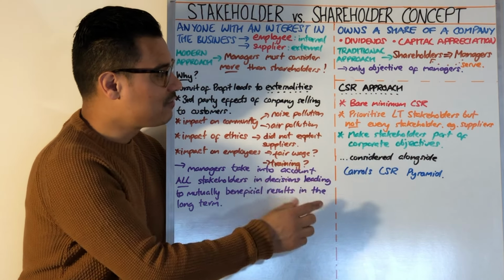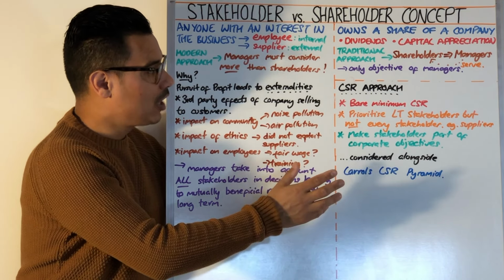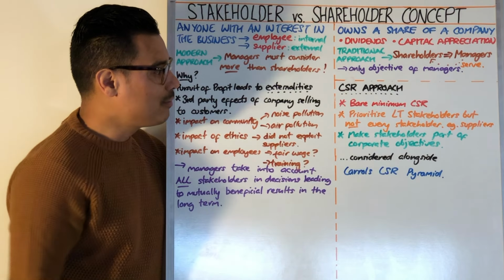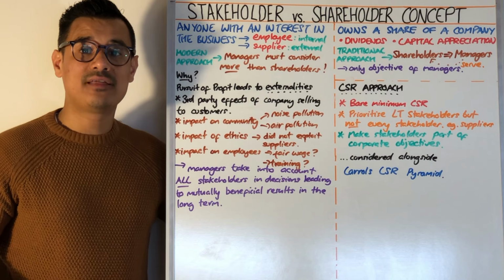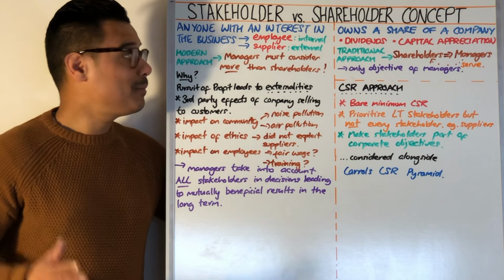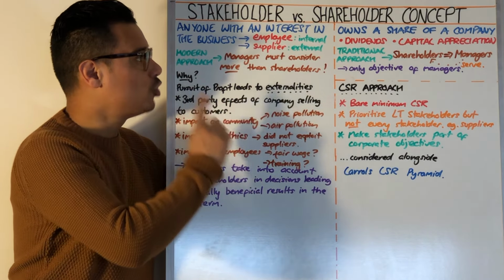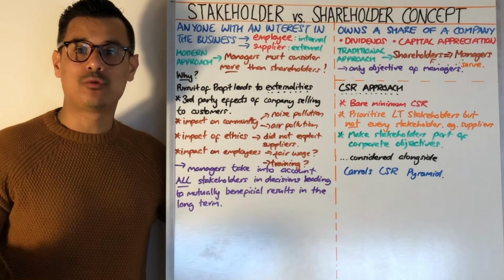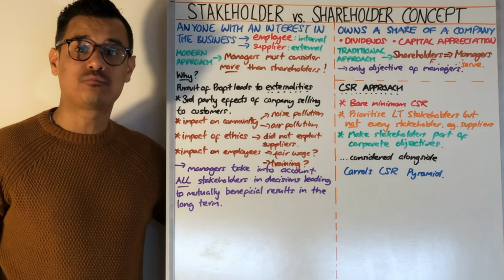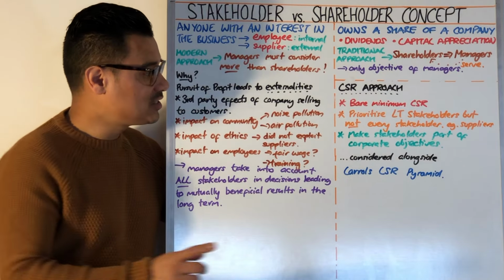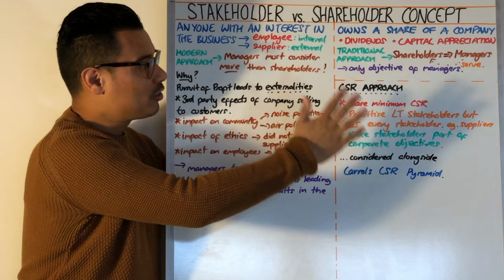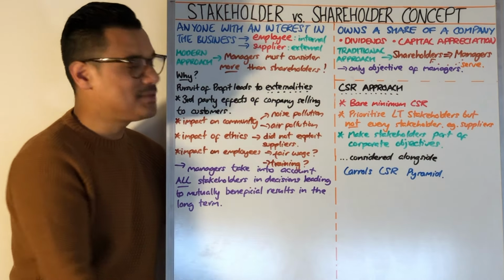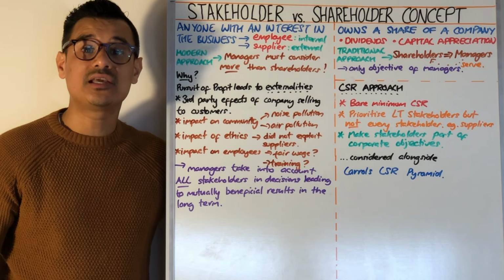And the last and final one, perhaps the largest of the CSR approaches, is that they might make stakeholders part of their corporate objectives, maybe even their mission statements. Therefore, they might even make pleasing all stakeholders, not just shareholders, a wider objective, and perhaps even ahead of profit itself. The last thing to consider is that all of these stakeholder and shareholder concepts and CSR approaches should be considered alongside Carroll's CSR pyramid.